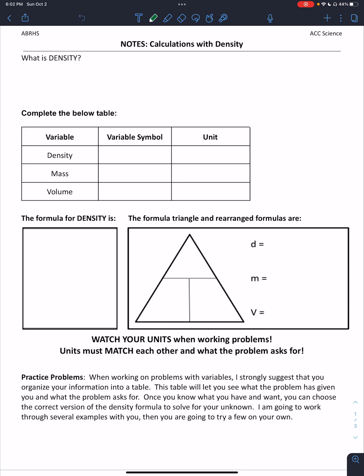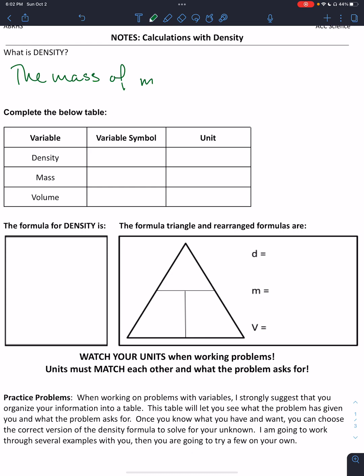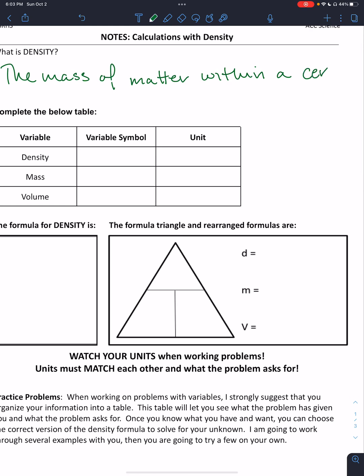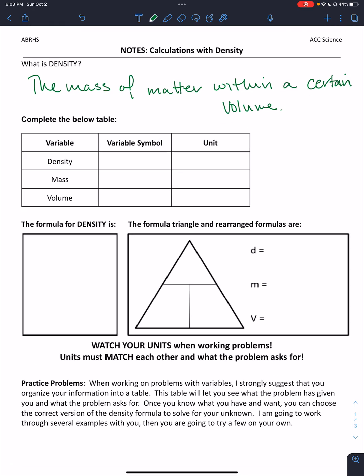This screencast is to help with calculations related to density. All right, so density is the mass of matter within a certain volume. All right, you should have already completed the note sheet on this. So this definition is really something we already know.